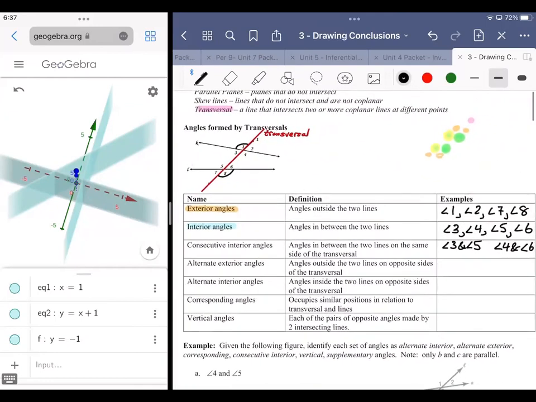One pair of alternate exterior angles would be angle 1 and angle 8. There's always two pairs, right? So the other pair would be 2 and 7.